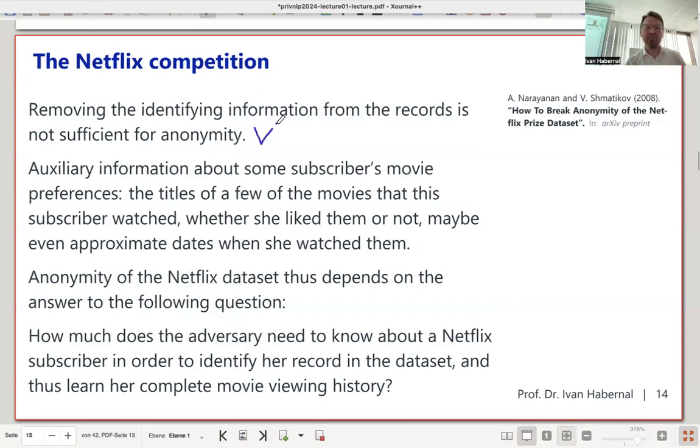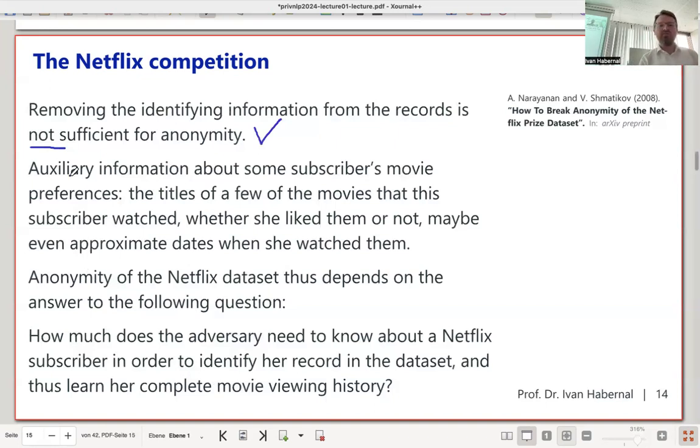Removing the information from the records is not enough. It turned out, surprise, surprise, in this beautiful paper by Narayanan and Shmatikov, that it's not sufficient for anonymity. Because guess what? You remember this picture of this woman with a blurred face, and on the next picture she didn't have a blurred face, right? So even if you blur one face, one instance, there is some auxiliary or other information which you can use to identify the person. You just link these two pictures together and you know this is the person. This is the same principle they used here.